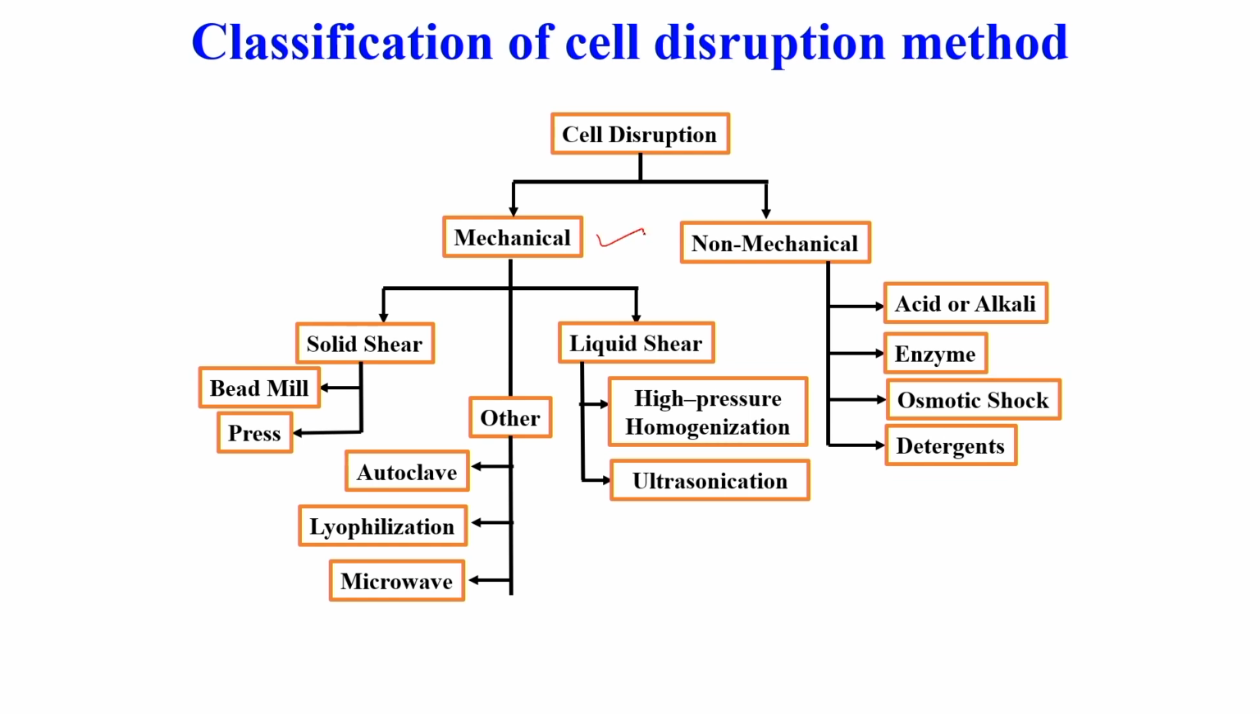You can classify mechanical and non-mechanical. In the mechanical, if you are applying the solid shear, then you have to go for the bead mill and press. If you are applying the liquid shear, then it is the high pressure homogenization and ultrasonication. In addition, there are other methods also like autoclave, polarization and microwave treatment. In case of non-mechanical, you can apply acid or alkali, you can apply enzymes, surfactant and osmotic shock.